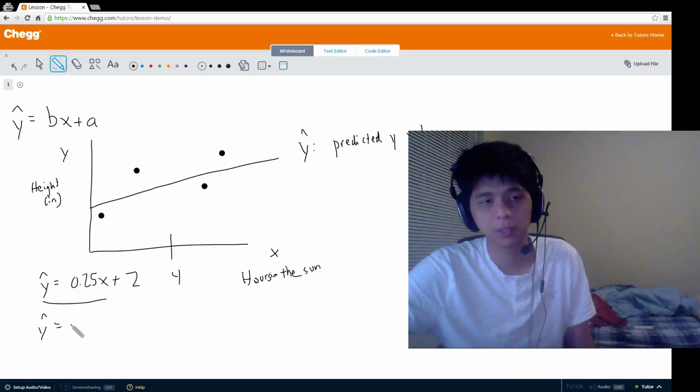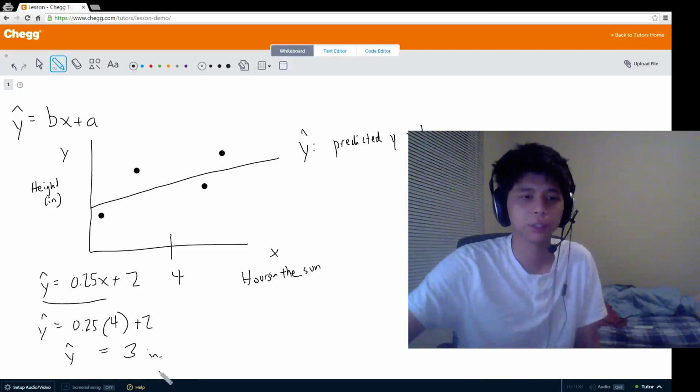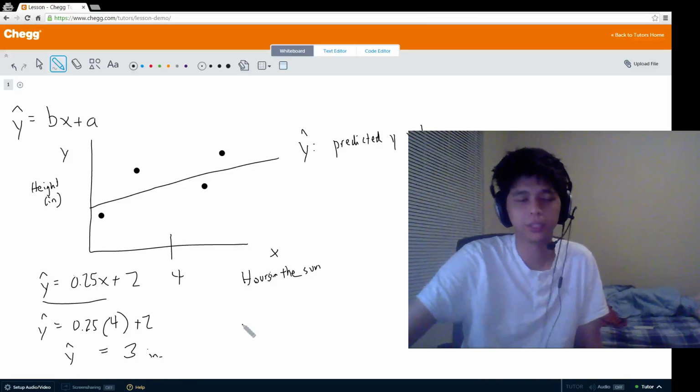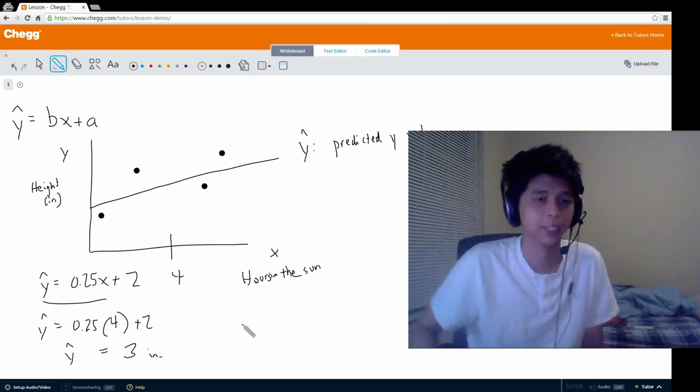So this is simple plug and chug. Your y-hat is going to be equal to 0.25 times, you just plug in the x value, which in this case is 4 hours, and you get 3. So 3 inches. So that's your y-hat. That's your predicted value. Pretty simple. Okay, so this is the simplest kind of question they can ask you.